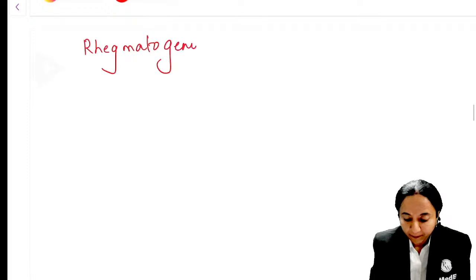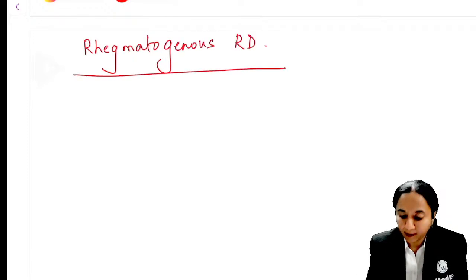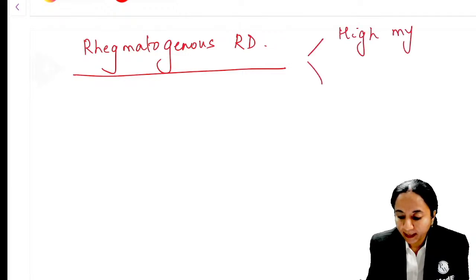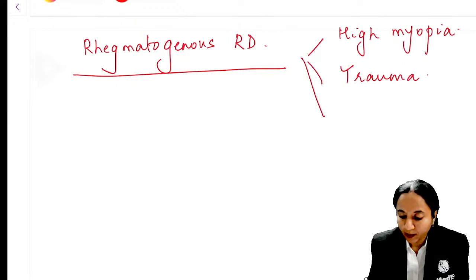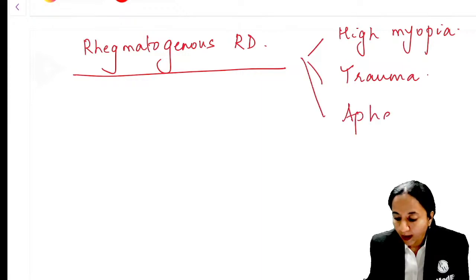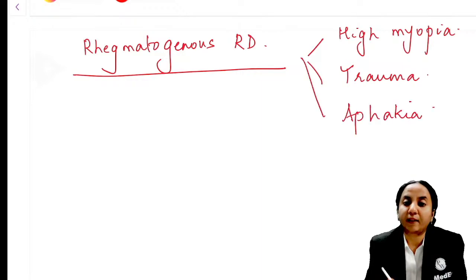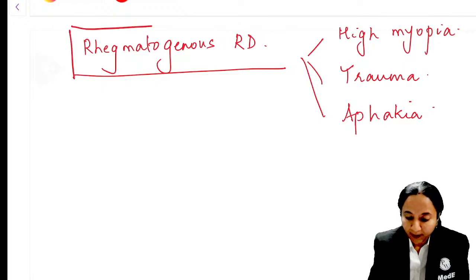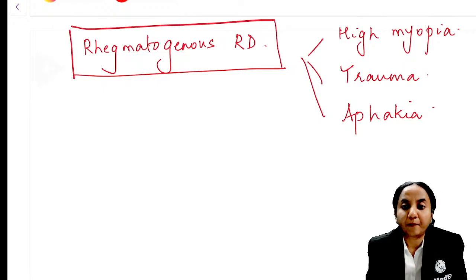Regmatogenous RD, what are the risk factors or what are the causes? The risk factors are high myopia. It can be associated with trauma and it may be associated with aphakia. So high myopia, trauma, aphakia, right? So this is regmatogenous RD.